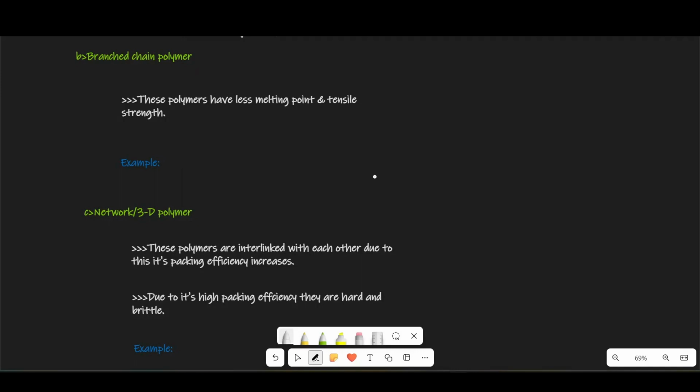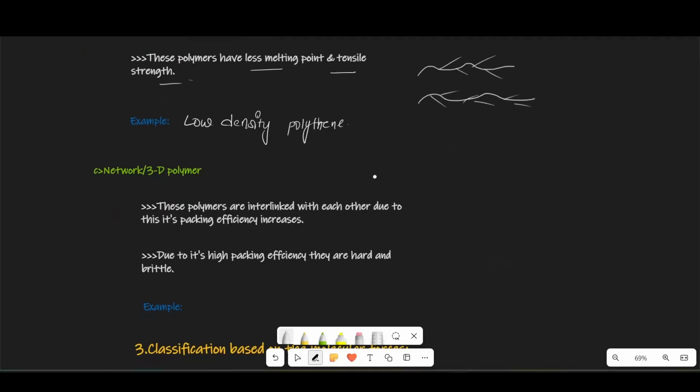Now let's discuss branch chain polymer. These polymers have less melting point and tensile strength. This will look something like this: the chain has branches like this. The example for this branch chain polymer is low density polyethylene. Here there will be less attraction between the chains due to the branches.